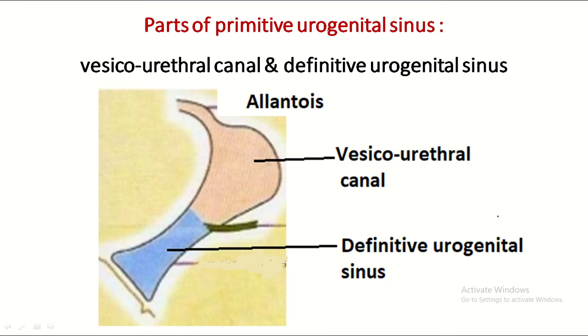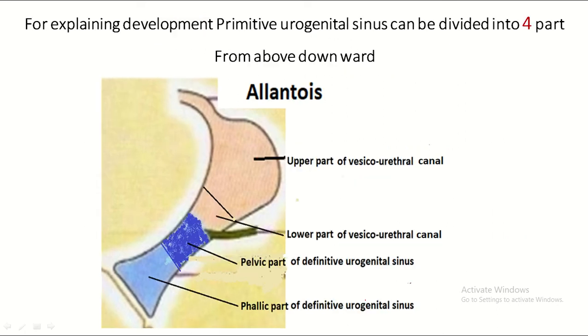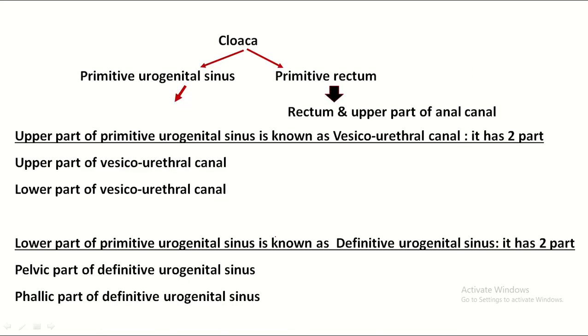The primitive urogenital sinus has two parts: the upper part is known as the vesicourethral canal, and the lower part is known as the definite urogenital sinus. And these are again subdivided into the upper part and lower part of the vesicourethral canal, and the pelvic part and phallic part of the definite urogenital sinus.